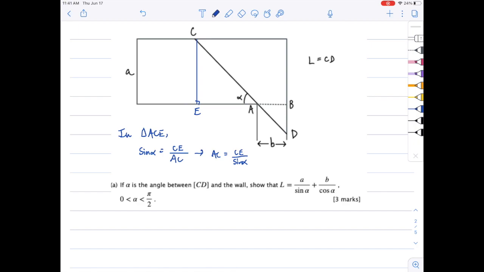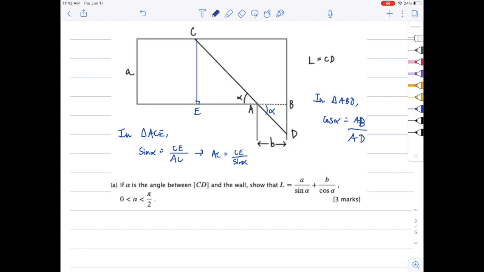Okay, we can see that these two angles are the same because they're opposite angles. So we can use a different triangle. So in triangle ABD, I think this time we'll use cosine. Yeah, we need to use cosine because they also want cosine in the expression. So cosine of alpha is equal to AB divided by AD.